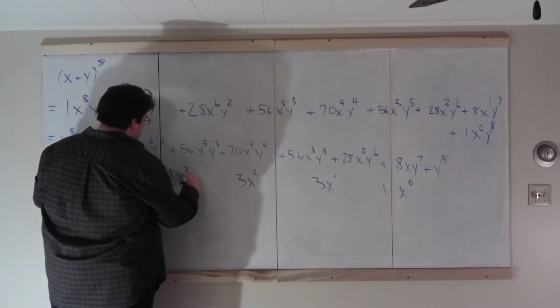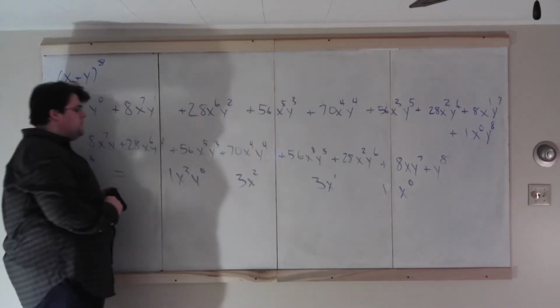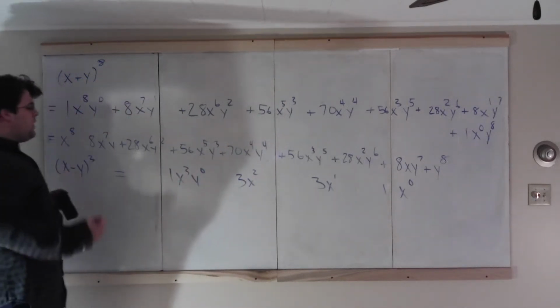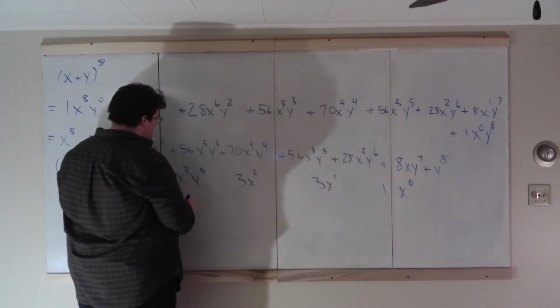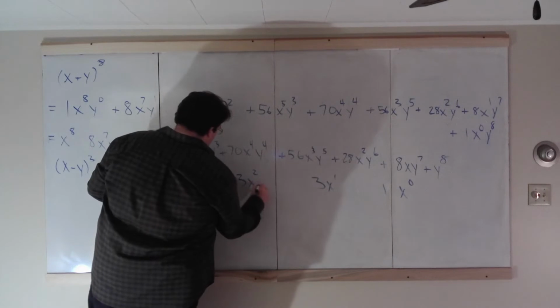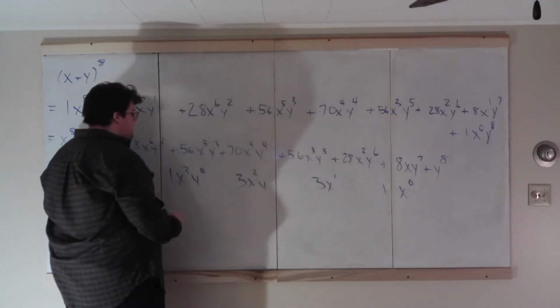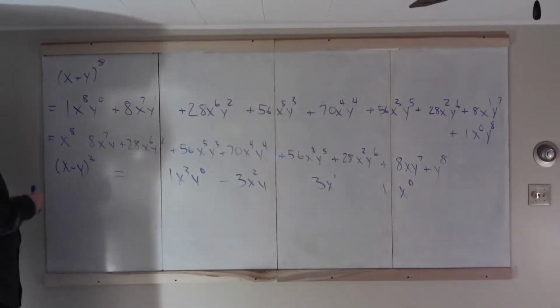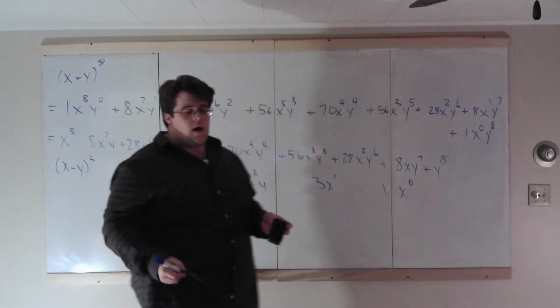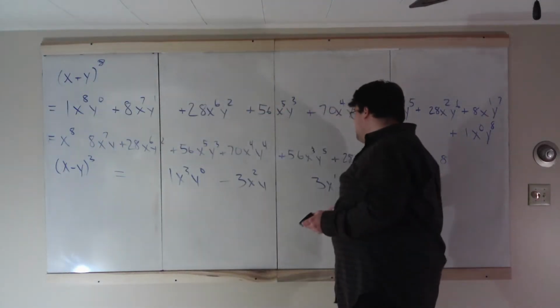0 negative y's. 1 negative y. I'm going to write that. I don't want parentheses all over the place, so I'm going to put the y there and the negative there. 2 negative y's. Well, negative y times negative y, positive y squared.